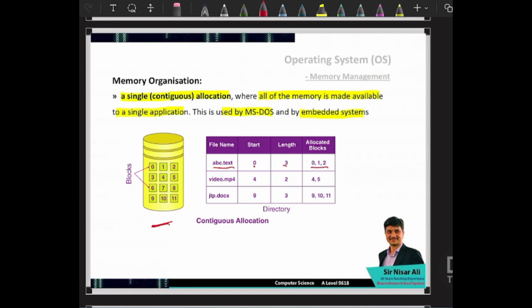After this, another video is being run. So it will be allocated the memory from 4, and the length is 4 and 5, two blocks. Then another which is from 9, and it is assigned 3 blocks. So the memory will be allocated to the running application based on its need. As much as the process requires the memory, it will be allocated. So it is totally related with the requirement of that application. So that is the single contiguous allocation.